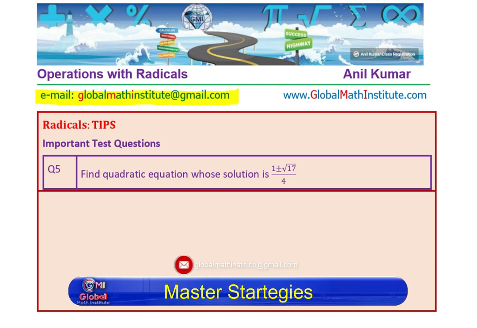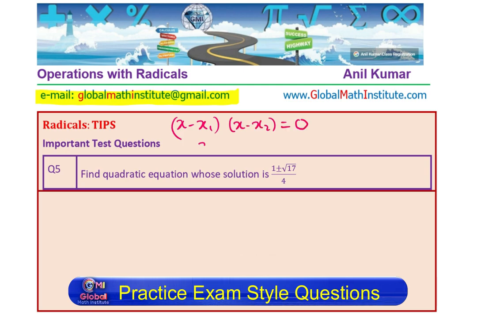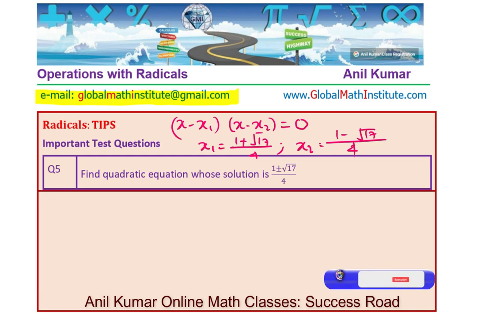The last question is a very interesting one. You need to find the quadratic equation whose solution is (1 plus minus square root 17) over 4. Now, we are given two roots, right? So one way is you can do (x minus x1) times (x minus x2) equals 0, where x1 is (1 plus square root 17) over 4 and x2 is (1 minus square root 17) over 4, right? And find the answer. However, this is a very lengthy process, and therefore I'm going to share with you a very important strategy right here.